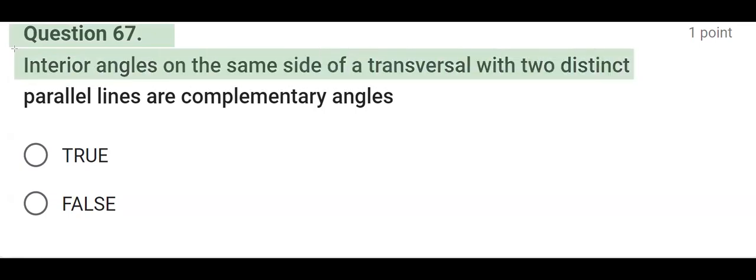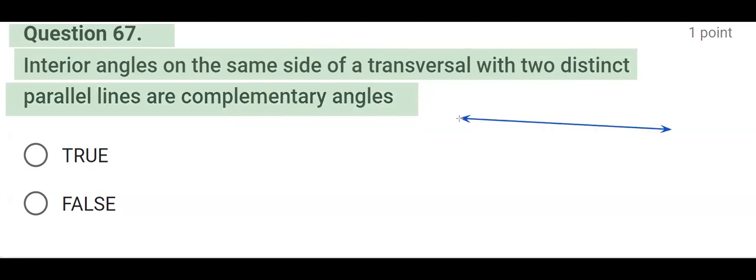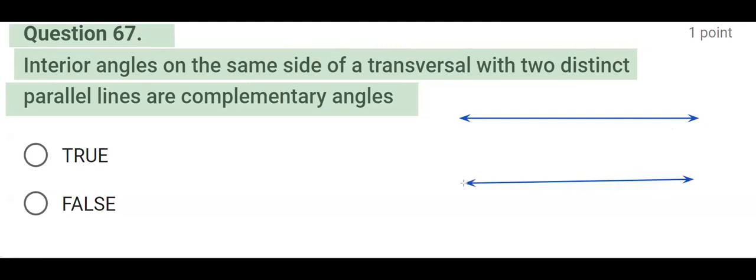In question number 67, it says that interior angles on the same side of a transversal with two distinct parallel lines are complementary to each other. So we can make two parallel lines, say this and this are two parallel lines. Let there be a transversal. Let's say this one is acting as a transversal. Now they are talking about the interior angles on the same side of the transversal. So say this is one interior angle. So this is one.